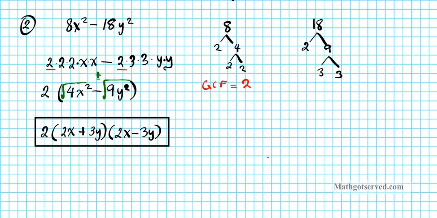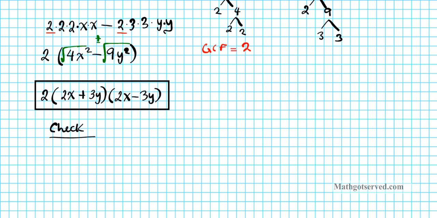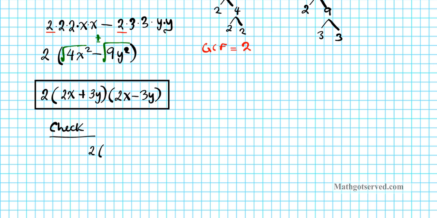Okay, now that we have our results, let's go ahead and do a check to determine if our factored form is accurate. Alright, so let's check. Hopefully we end up with the problem we started with. We're going to completely expand our result, 2 times (2x plus 3y) times (2x minus 3y), to see what we get. Okay? Alright, let's focus on the two parentheses first. We're going to double distribute, or FOIL this out: first, outer, inner, and then last.